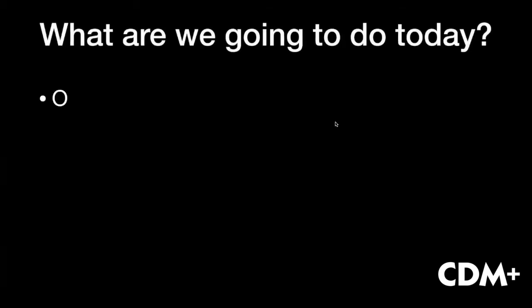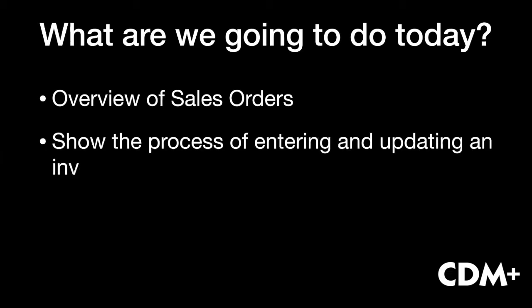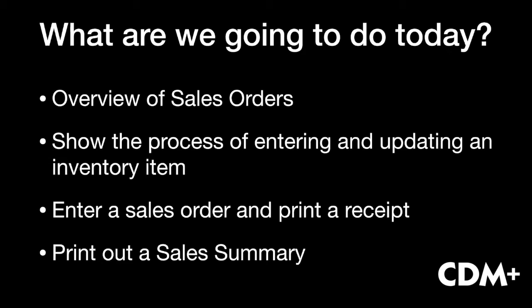Before we get started, I just want to let you know what we're going to do today. We're going to have an overview of the sales order program. We'll show the process of entering and updating an inventory item. We'll enter a sales order and print a receipt from that order. And we'll look at some reports and specifically print out a sales order summary and maybe some others.